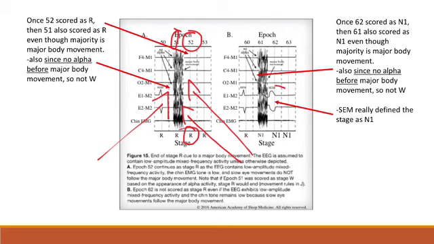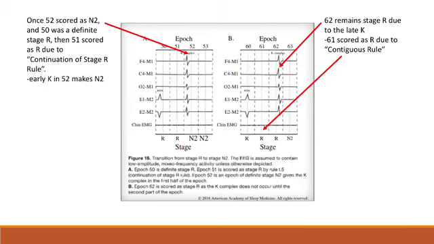But if you look at this example in B, the reason why we go back and call epochs 62 and 61 stage 1 is because of the presence of slow eye movement. See, there's still no alpha before the major body movement, but there are slow eye movements after the major body movement, therefore suggesting we call it stage 1, and then we also go back and call the epoch with the major body movement stage 1 as well. Okay? Slow eye movements are so important to our scoring, and you've got to learn how to apply that.